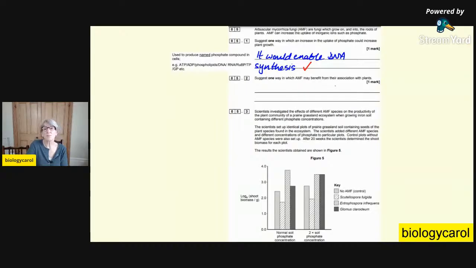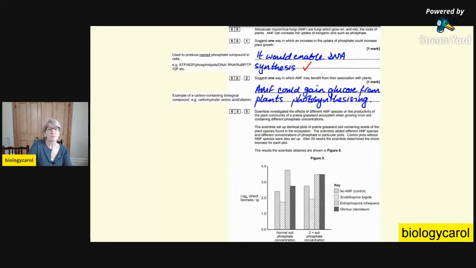Suggest one way in which AMF may benefit from their association with plants. Well, they can grow into the roots. That means they can access the glucose or the sucrose that the plant has made by photosynthesis. So there you go. Example of a carbon-containing biological compound. In other words, you could have said anything, except sugars, organic compounds, ignore products of photosynthesis. What they mean is, you weren't just allowed to say the products of photosynthesis. You had to name something.